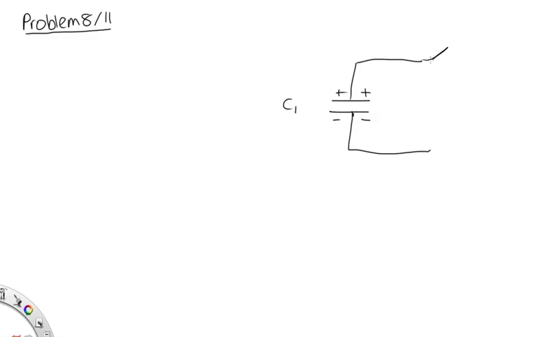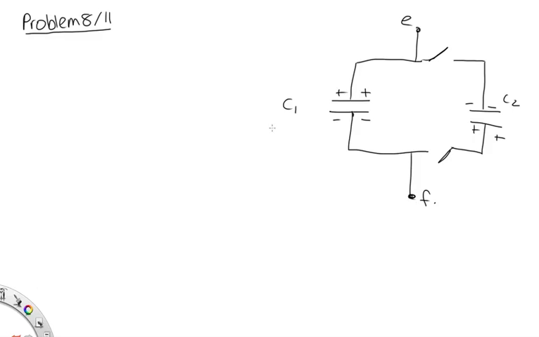Problem 8 for 1221 or 11 for 1231. Okay, this is a bit of a complicated setup. We have a capacitor here, C1, with positive charges up here and negative charges down here. It's then connected through a couple of switches to capacitor C2. We have another switch here. This is C2, which is the other way up. It's got its negative charges here and its positive charges here. And here's point E, here's point F.